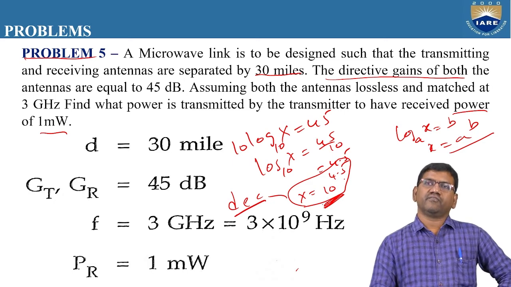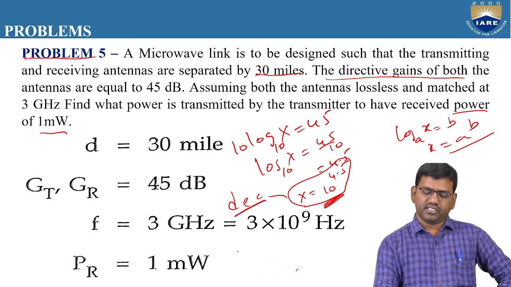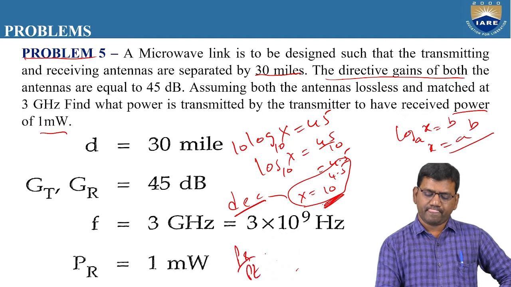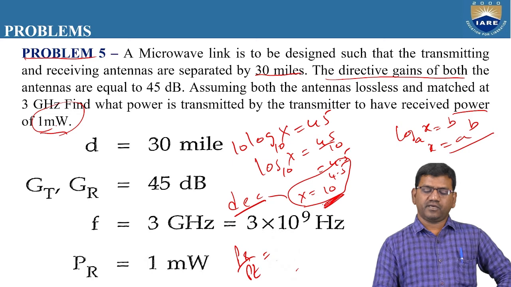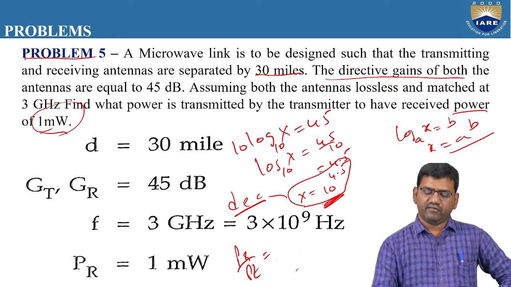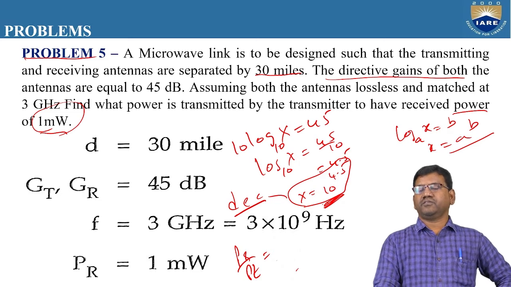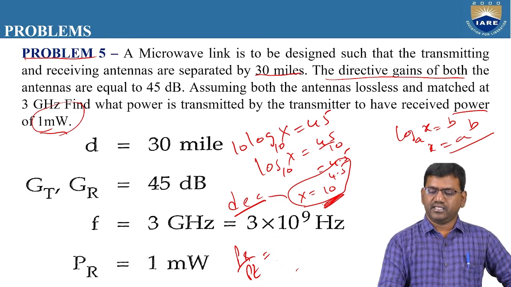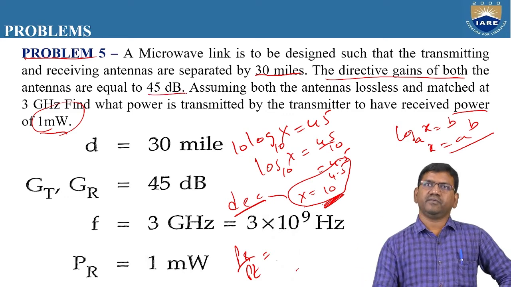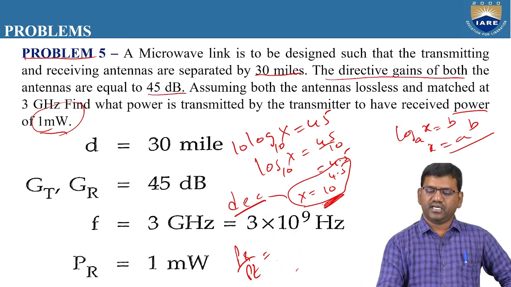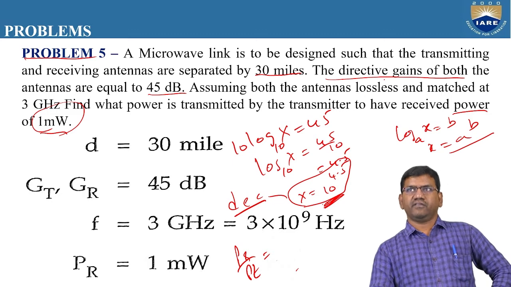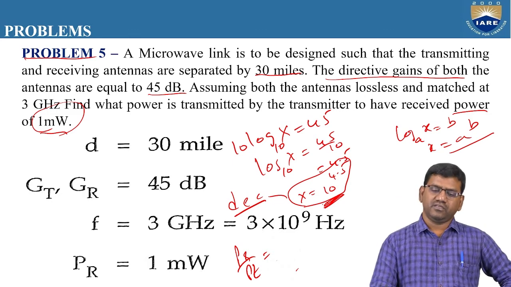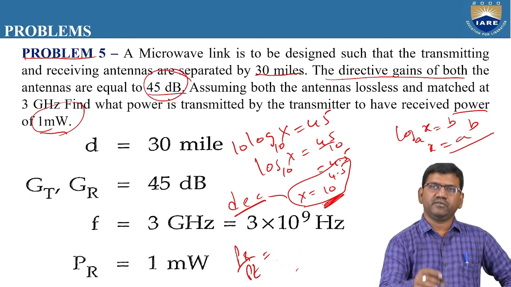That is PR by PT. Why? Because whenever we use this formula, we need to use only decimal values, and the directive gains are given in terms of dB value. If the directive gains of both antennas were given in decimal values, you need not convert the dB value.